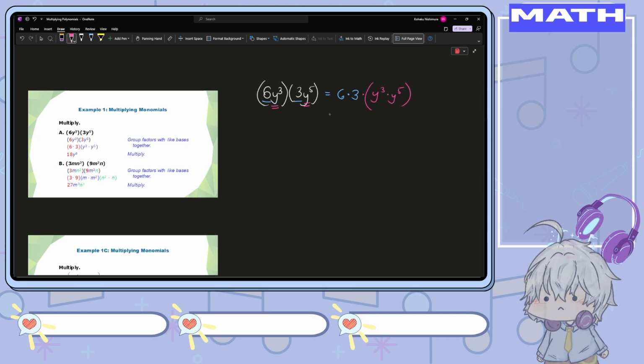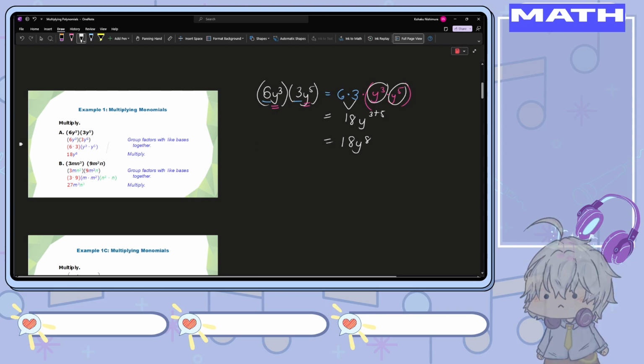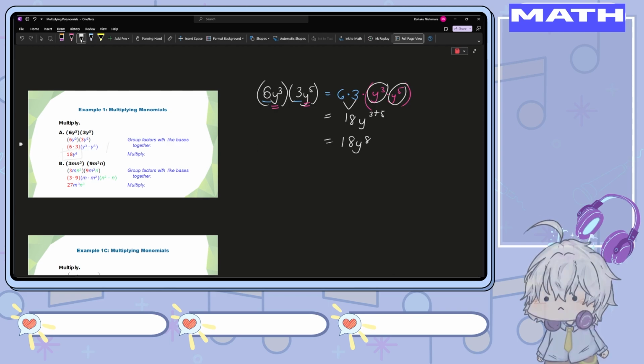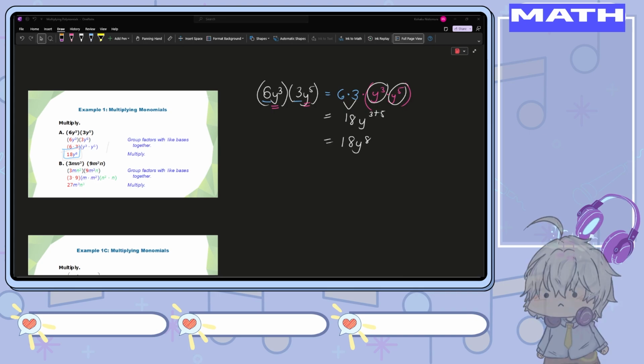If we solve for this separately, 6 times 3 being 18, and y to the third times y to the fifth follows product law by adding 3 and 5. If we simplify that, the answer will now be 18y to the 8, thus confirming our answer on this example. There you go. So far so good, right?